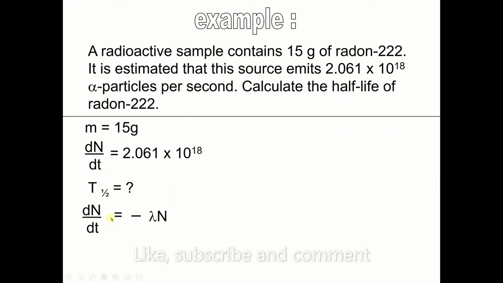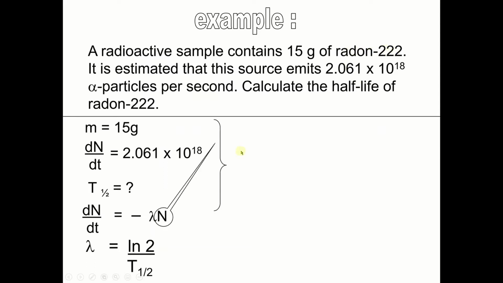The formula we are going to use, because this is dN by dt, equals negative lambda N. Lambda is not given, but lambda can be related to half-life: lambda equals ln 2 per half-life. So we need to calculate lambda first, the decay constant. And N is also not given, so we can use the information from radon-222.